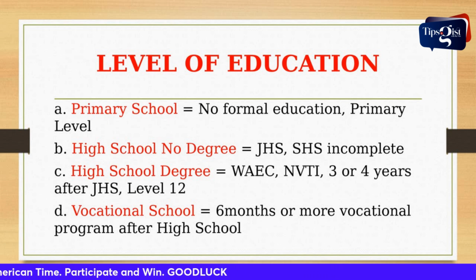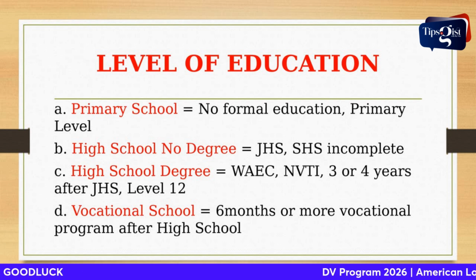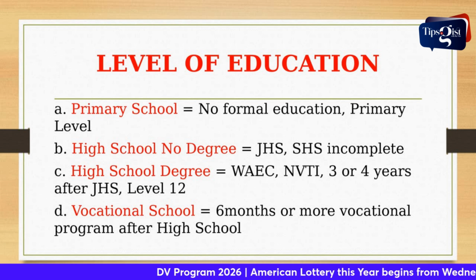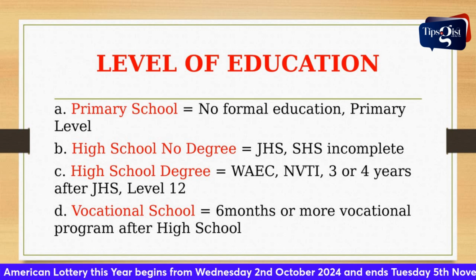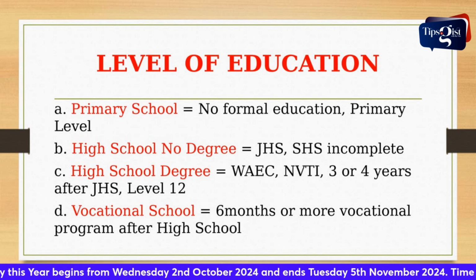And you have to spend another 3 good years for that vocational. And that is still equivalent to America 12. And it is high school degree and not the vocational level. The vocational level is somebody meeting American level 12 and also doing further programs at the vocational level, maybe 6 months or more, or 1 year.